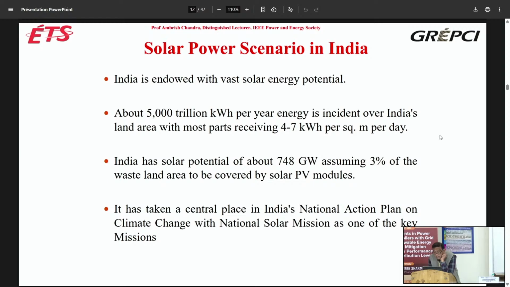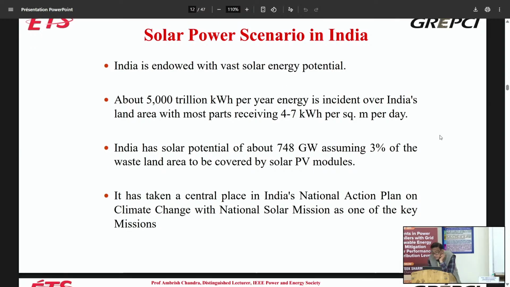About 5,000 trillion kilowatt hour per year of energy is incident over India's land area, with most parts receiving 4 to 7 kilowatt hour per square meter per day. A lot of energy. While in Canada, I think it was 1100 kilowatt hour per kilowatt installation. This is the yearly potential. India has a solar potential of 740 gigawatt, assuming 3% of wasteland in India.